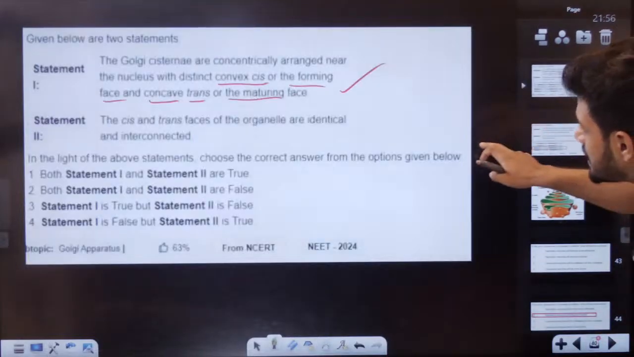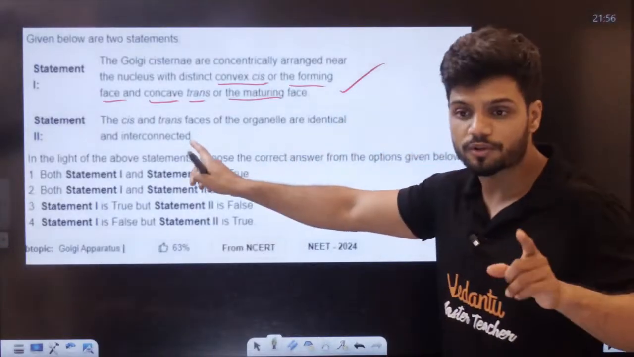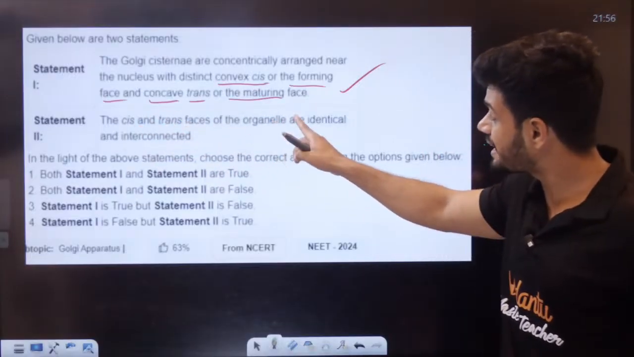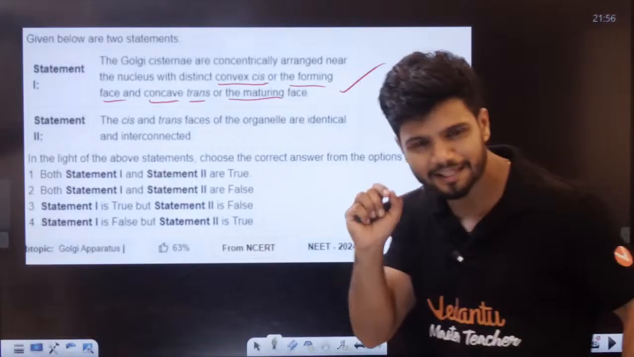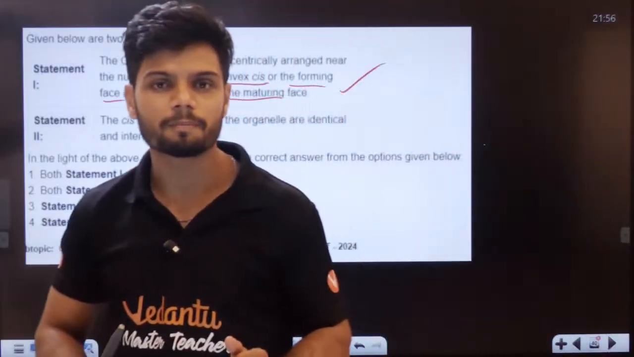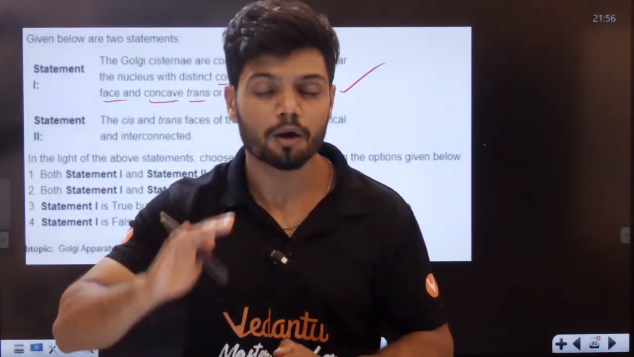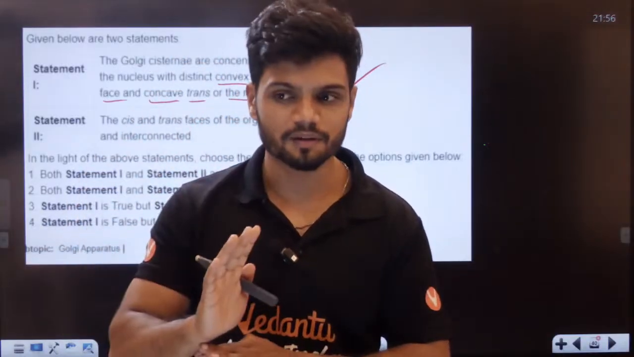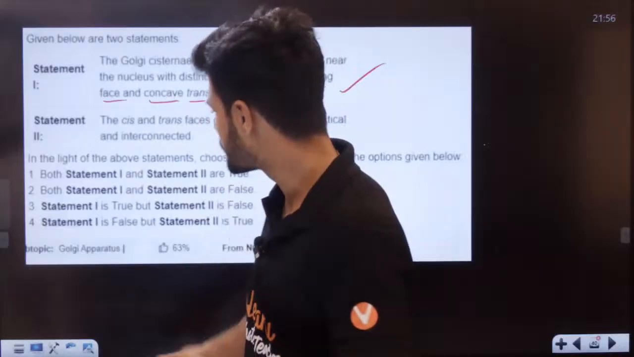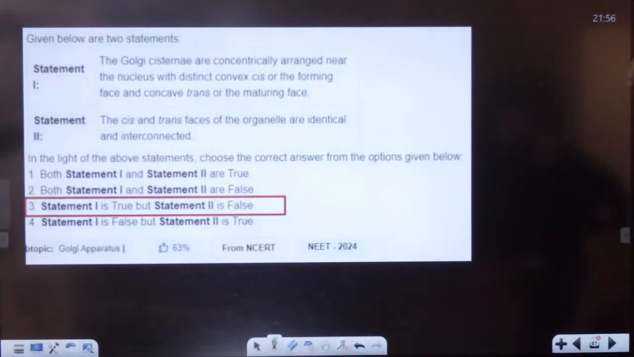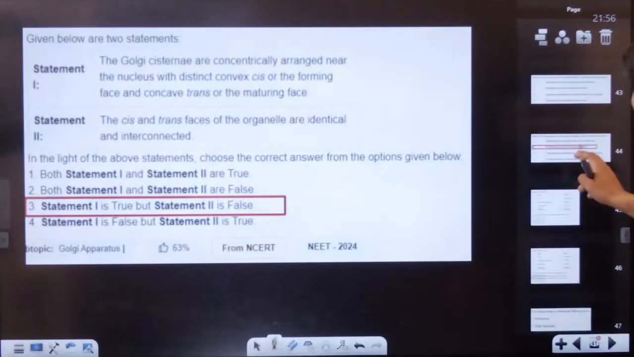Now this statement is right, but the second statement, students, do you see it here? The cis and trans phase of organelles are identical. Are they identical to each other? No, they are not identical. Both phases look different from each other. This statement is a wrong statement, students. Okay. Next question on the board.